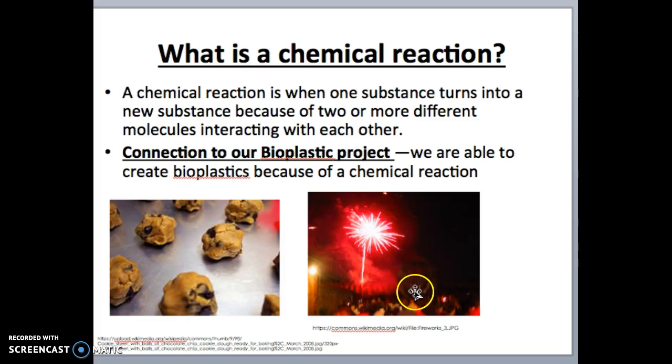Another example of a chemical reaction is when you light a fire to a firework and it changes and causes an explosion and causes an array of color. That's another example of a chemical reaction. The beginning starting source is very different from the ending source.